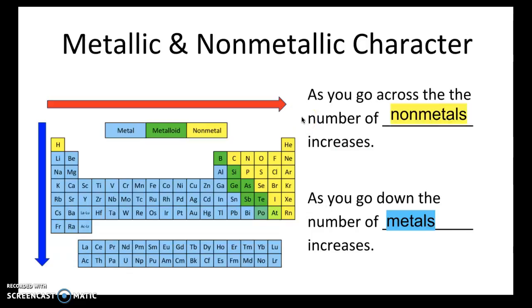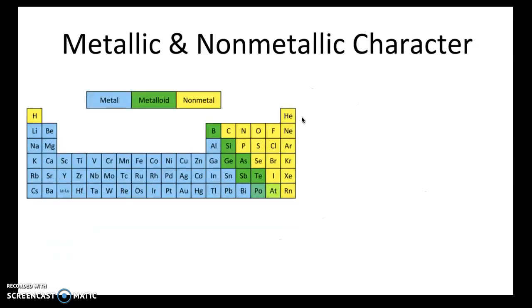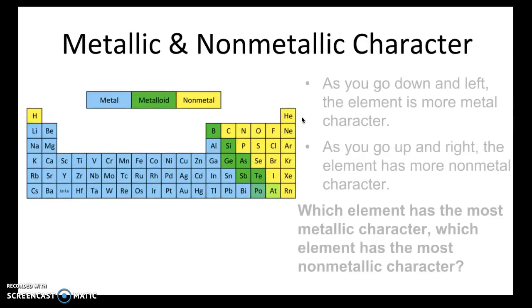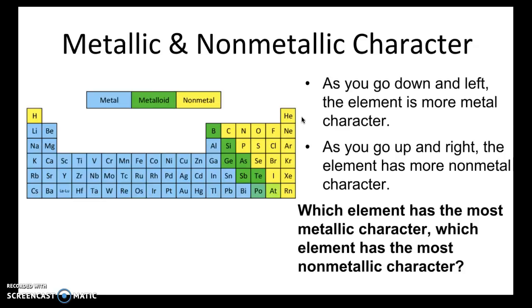We can use that understanding of where the metals and non-metals are to help us think about which element has the most metallic character, meaning it's the most metal, and which one has the most non-metallic character, or is the most non-metal. So that's what I want you to think about here. Which one has the most metallic and which one has the most non-metallic character?